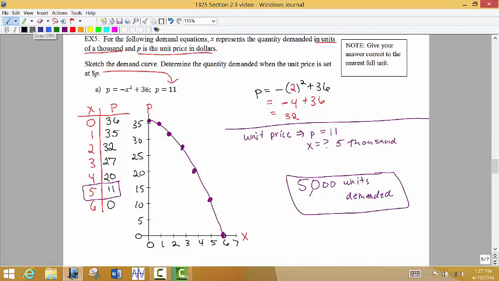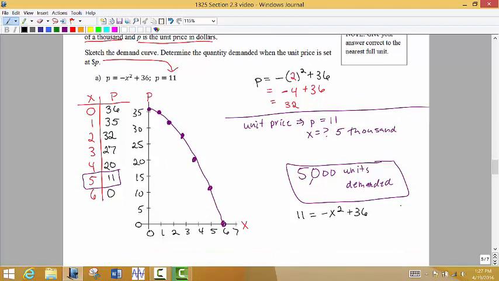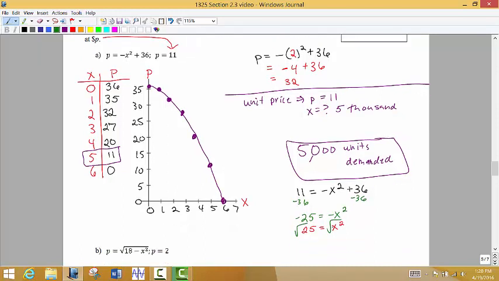Let's say that we didn't have that point on our graph. How could we figure that out? Well, we could set the P value in the original equation equal to 11, and then we could solve for X. So let's just see how we would go about that. I would subtract 36 from both sides. We want to get X alone. That would give me negative 25 is equal to negative X squared. Divide both sides by negative 1, and that makes both sides positive. And then lastly, take the square root of both sides. So technically we get that X is equal to plus or minus 5, but we've talked about that X can't be negative, so we discard the negative result and we get X is equal to 5.